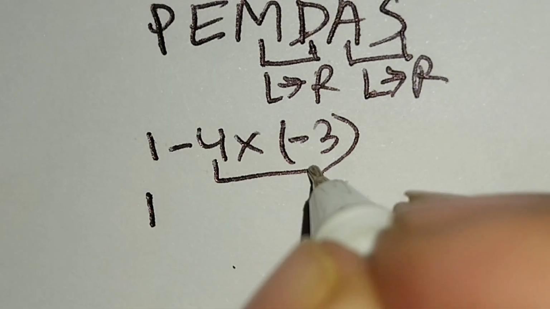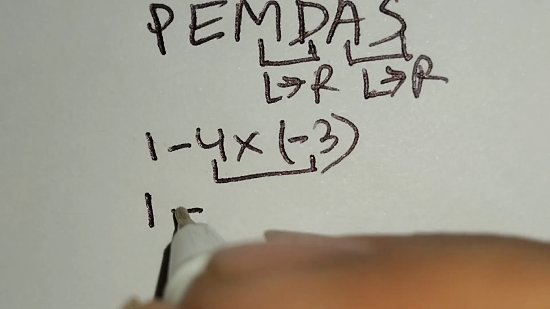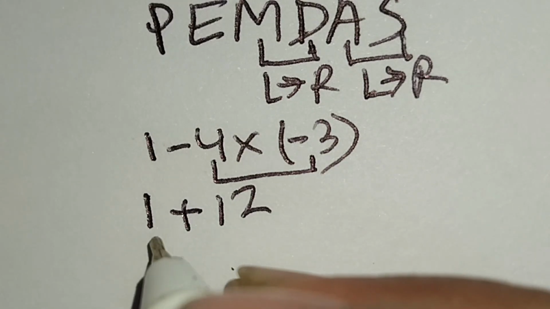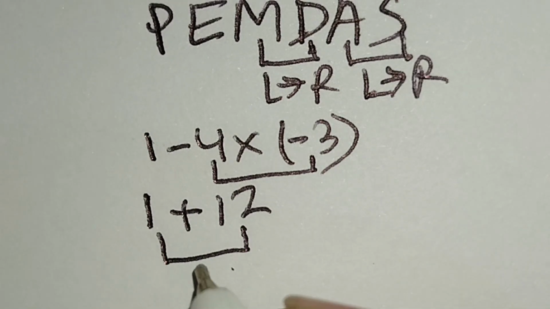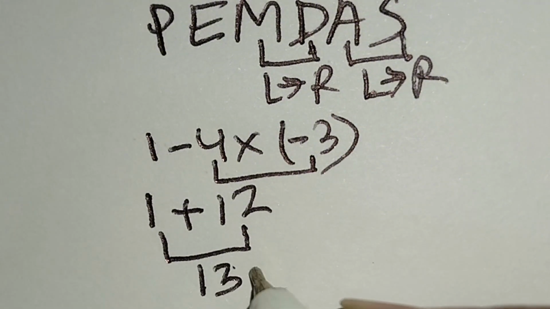Therefore, negative 4 times negative 3 gives us positive 12. 1 plus 12 gives us 13. And this is the correct answer.